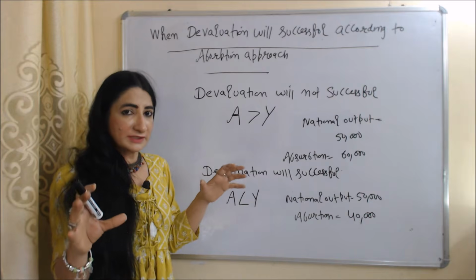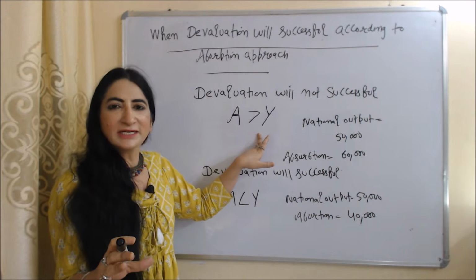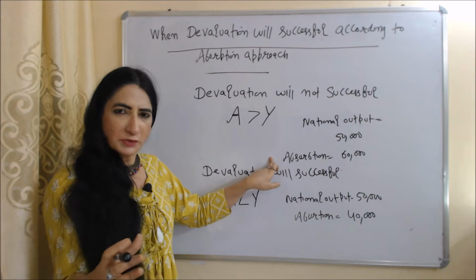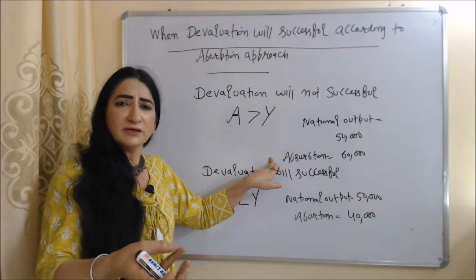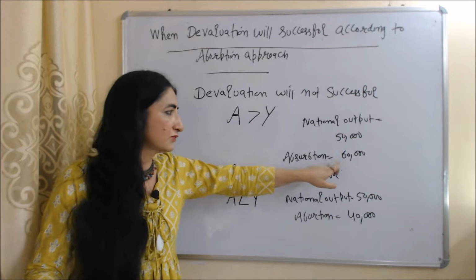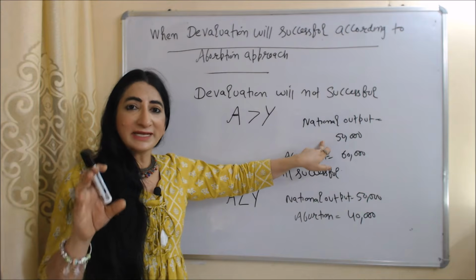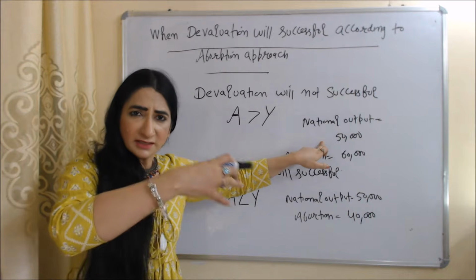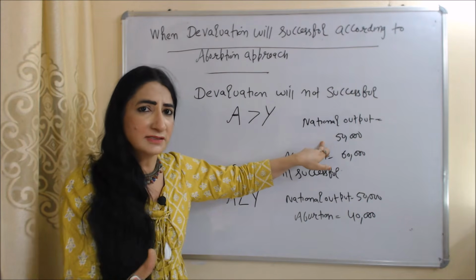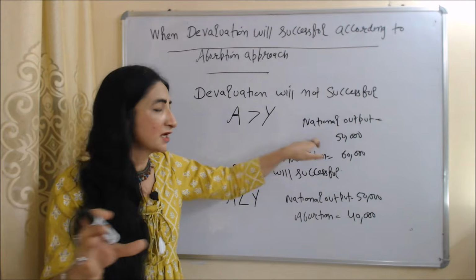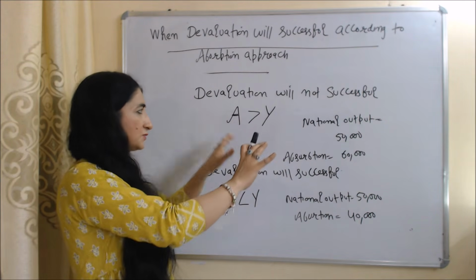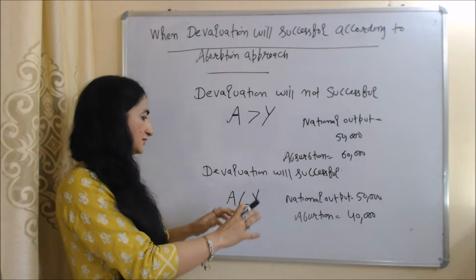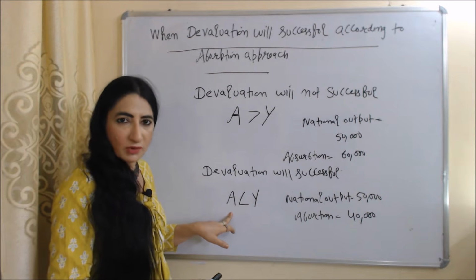But devaluation will not be successful if absorption is more than national output. For example, national output is equal to 50,000 and our absorption, or we can say that we are buying country's product in form of consumption and investment expenditure, is equal to 60,000. Here we have lack of 10,000 product. In this case, we will increase our import. If we are increasing our import more than our export, as a result, our balance of trade will become in deficit. So we can say that devaluation will not be successful if our absorption is more than national product. But our devaluation will be successful if our national product is more than absorption.